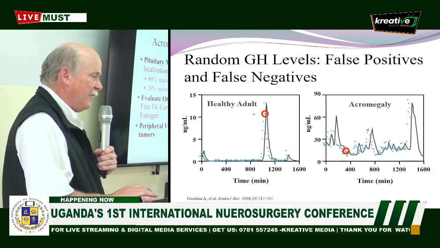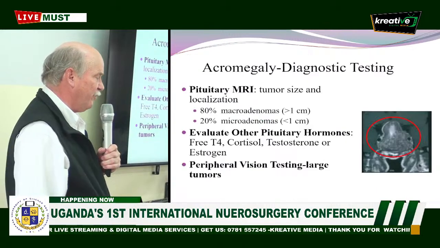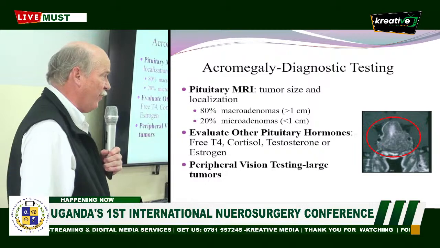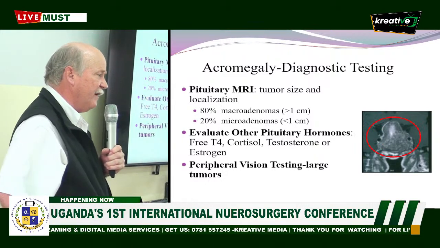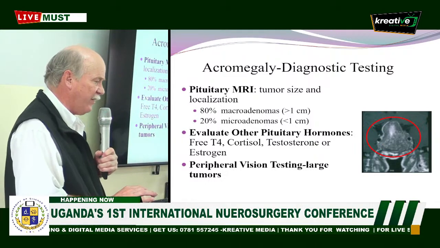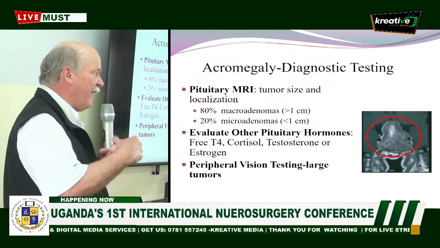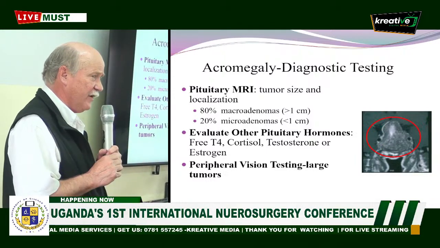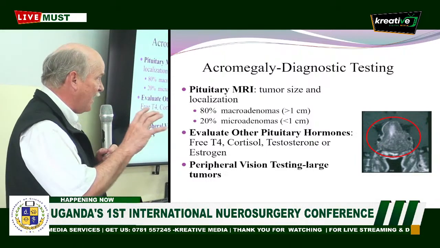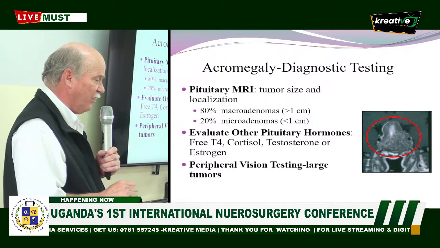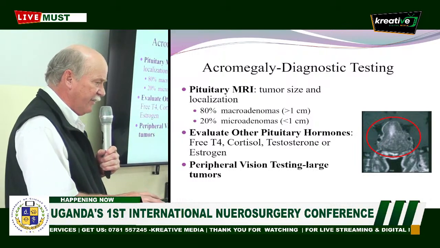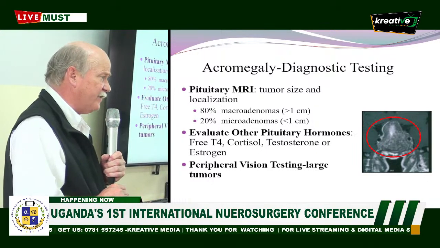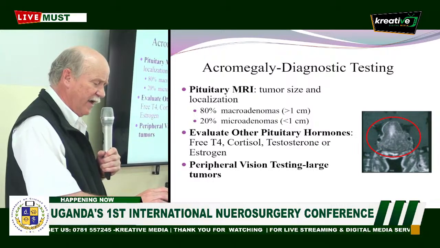So pituitary growth hormone secreting tumors, 80% of them are macroadenomas, as we just heard from our radiologist, greater than 10 millimeters in size. 20% are microadenomas. When you evaluate a patient with acromegaly, you want to make sure that the rest of the pituitary gland is functioning properly, because these macroadenomas cause compression of the normal gland. And because they're large, as shown here, you always want to do a peripheral vision test as well, because a lot of patients will present with bitemporal hemianopsia.